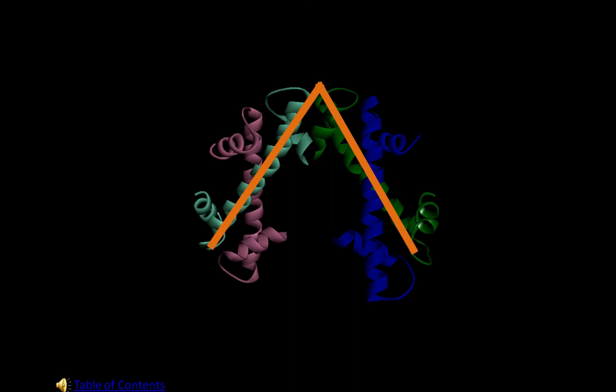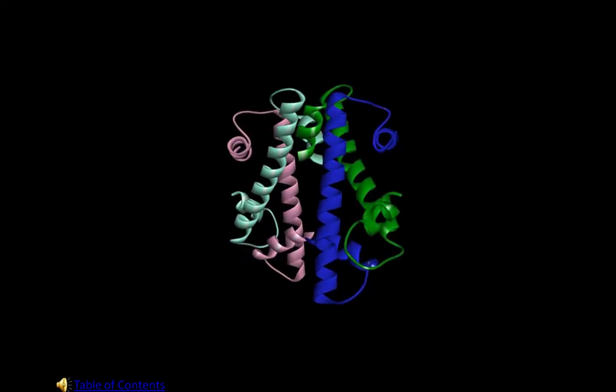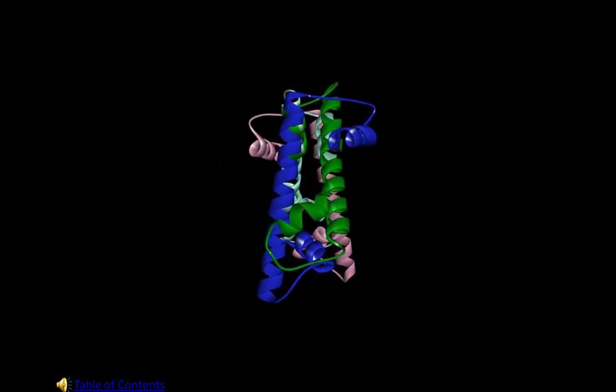In this view, we have the V shape, and if we rotate 90 degrees, we see, to a fair degree of perfection, the parallel alignments of helices 2 and 3, which are required for these hydrophobic bond-based junctions.